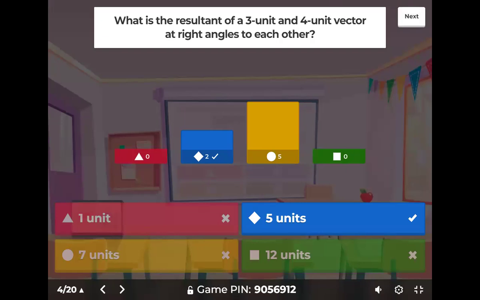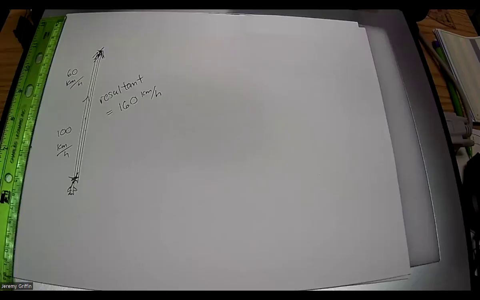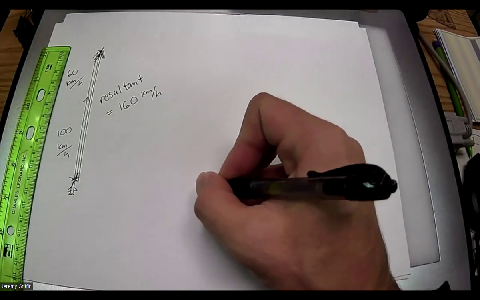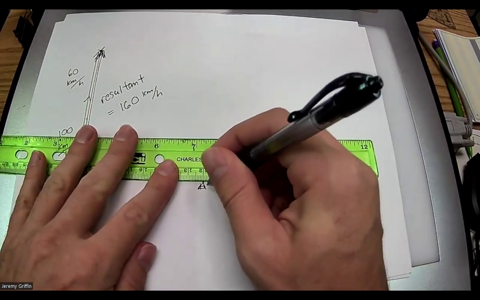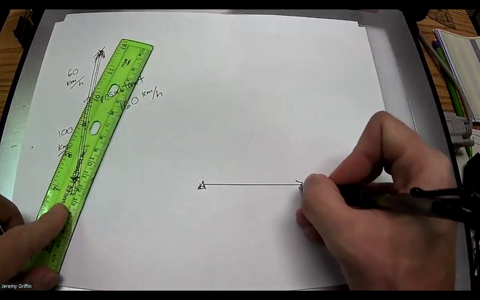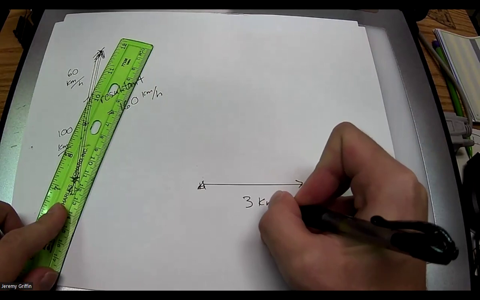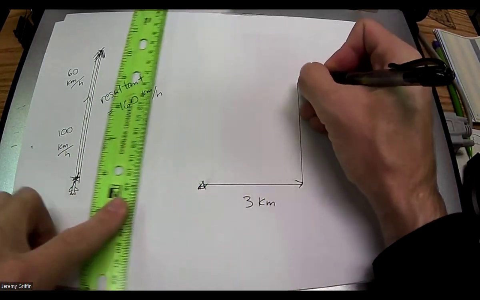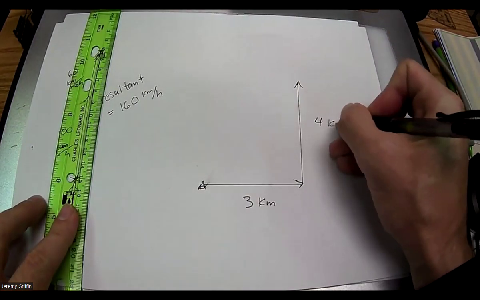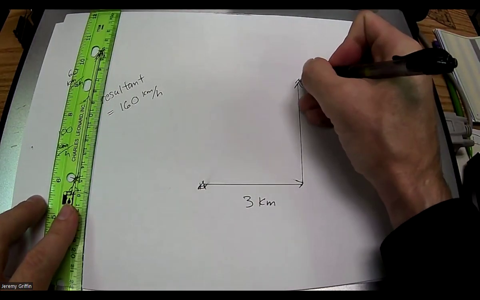Here, I'm going to draw this up. Let's say you're going camping. We pitch a tent right here, and I walk into the woods. I go 3 kilometers to the east. Then I turn and go 4 kilometers straight north. And then there's another campsite up here.